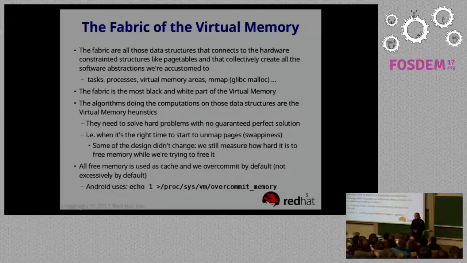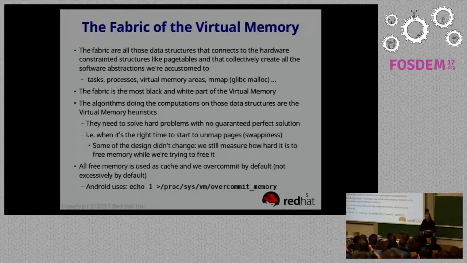And the heuristics are difficult to explain, and they also need to solve problems which don't have a perfect guaranteed solution. So, for example, what's the perfect time to swap? What's the best candidate page to reclaim? All these problems don't have a perfect solution, while the data structures are black and white, so they're much easier to explain. Also, in Linux, we make heavy use of overcommit. And overcommit is enabled by default.